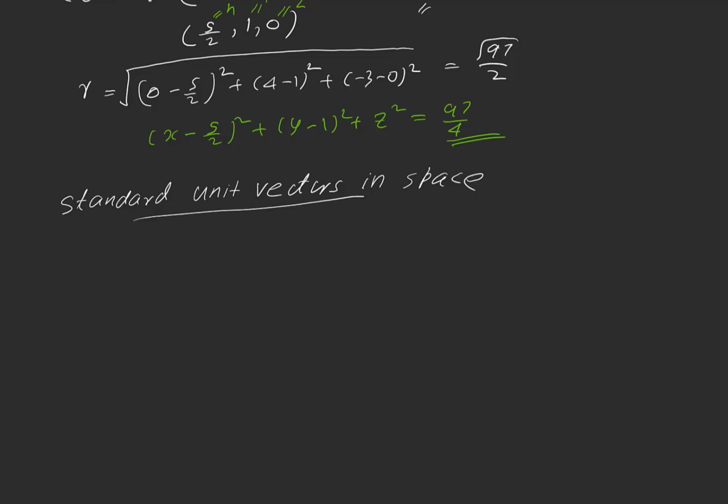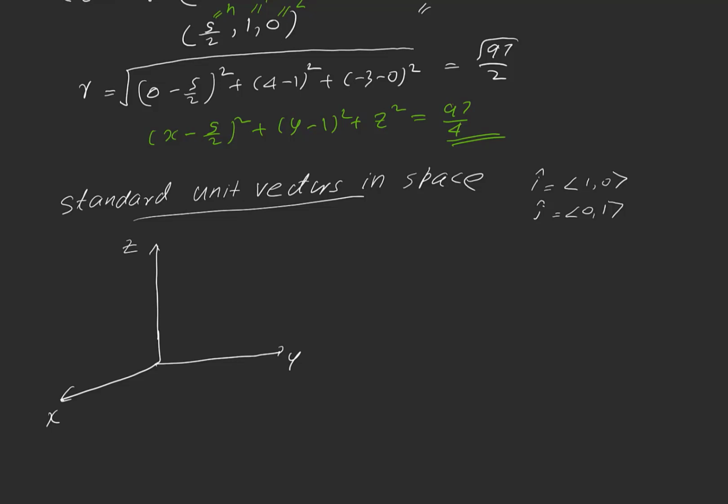How do we find the standard unit vectors in space, or in 3D? You know, in 2D, i was (1, 0) and j was (0, 1). Then can you guess here? Yes, here again we have three axes: x, y, z.